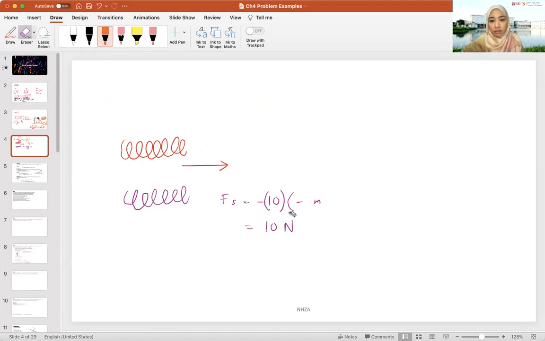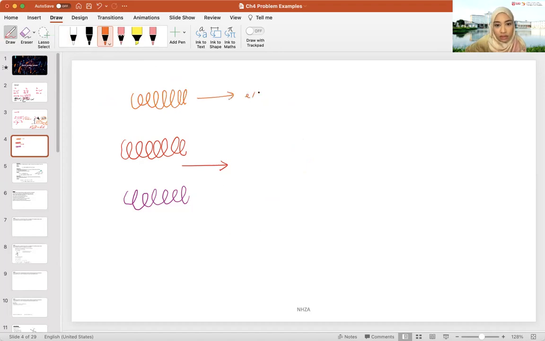Because I think some of you are confused about defining the compression and extension juga. Ada orang dah pernah tanya saya. So extension, X is positive. Compression, X is negative. Now, what does compression and extension mean?